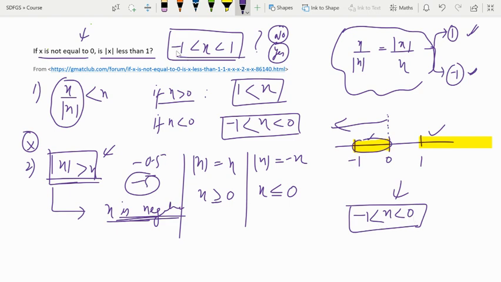Can we say x is between -1 and 1? Yes, right? Because any number between -1 and 0 has to be between -1 and 1. Or in other words, we can say mod x is less than 1 only. That's why after combining, we can answer this, and C is the right answer for this.